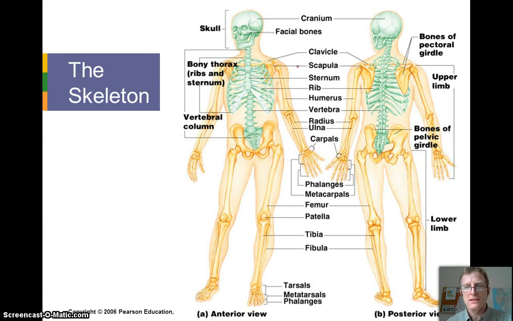Okay, so here's the skeleton. You already have this diagram. You've labeled all of the important bones you need to label, so keep that. You'll need to know that for the next test. And that is a very quick review of the skeletal system.